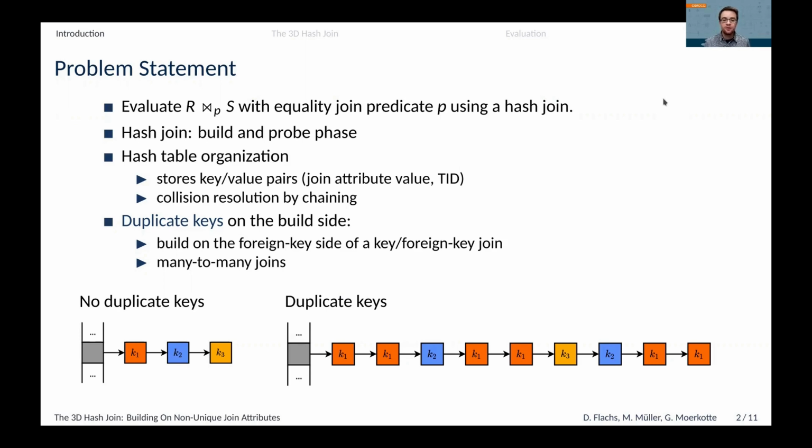During the probe phase, this causes a large number of main memory accesses and join predicate evaluations when traversing the collision chains. Moreover, collision chains must always be traversed until the end, because the search can just be terminated after the first match. Duplicate build keys occur if the hash table is built on the foreign key side of a key-foreign key join, and are even completely unavoidable in case of many-to-many joins where neither side is unique.